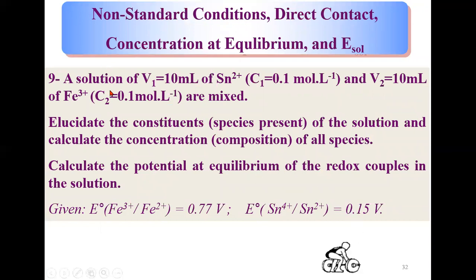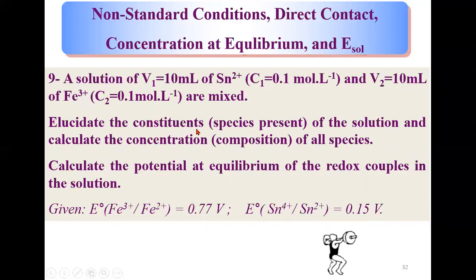Now you have a little bit of harder questions, and I need you to pay attention to these very well. Here, let's look at this. We have a solution which gives us a volume of 10 milliliters of tin 2 plus at a concentration 0.1. So automatically, I'm not in standard conditions. And a volume V2 of 10 milliliters of Fe3 plus, and again, a concentration which is not standard.